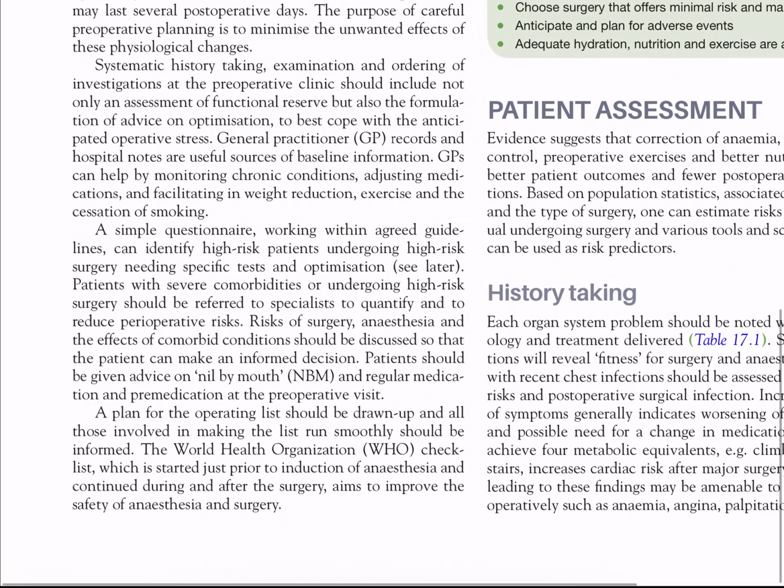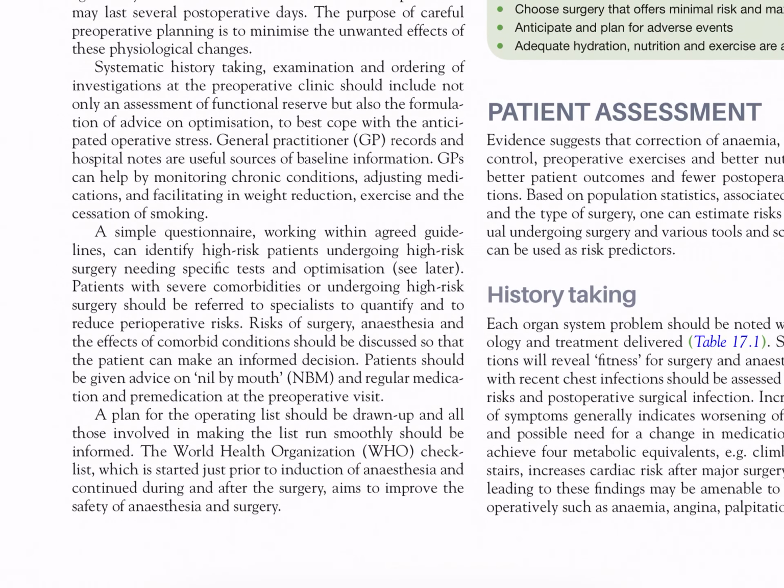A simple questionnaire working within agreed guidelines can identify high-risk patients undergoing high-risk surgery needing specific tests and optimization. Patients with severe comorbidities or undergoing high-risk surgery should be referred to specialists to quantify and to reduce perioperative risks. Risks of surgery, anesthesia, and the effects of comorbid conditions should be discussed so that the patient can make an informed decision. Patients should be advised on nil by mouth, regular medication and pre-medication at the pre-operative visit.